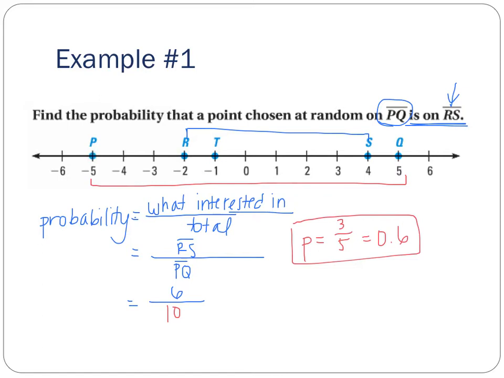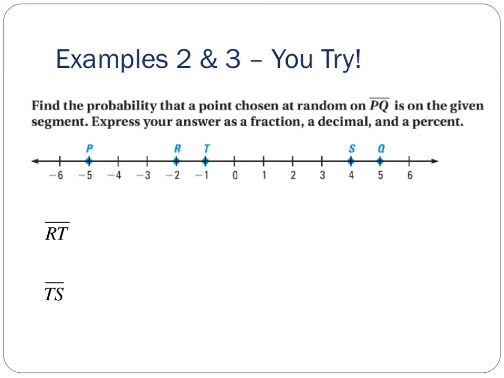So let's look at another example. Here are the two that I would like you to try. Find the probability that a point chosen at random on PQ is on the given segment. Express your answer as a fraction, decimal, and a percent. So PQ in this case is still our total, and these two are what we're interested in. So you need to express these as a fraction, decimal, and a percent. So if you would be so kind as to pause the video and try these two on your own, please. Come back after you have finished, just like normal. Good luck.